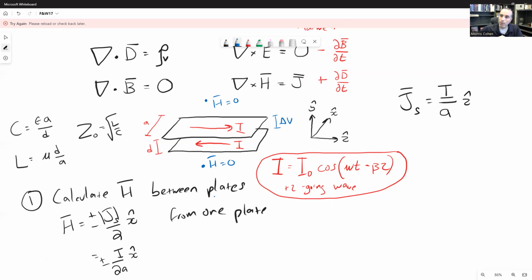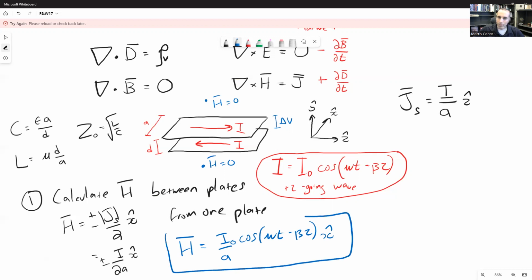In between the plates, however, those magnetic fields are going to add up, which means that in between the plates, we're going to have an H of twice this I over 2A, which means it's I over A in the x direction. And now let's substitute our definition of what I is. This is I0 times cosine of omega t minus beta z, and this is in the x direction. Right? So that's our answer to step one.